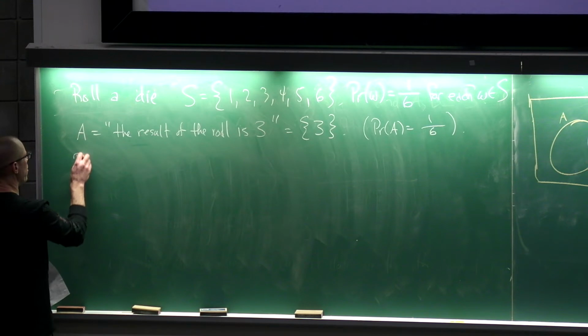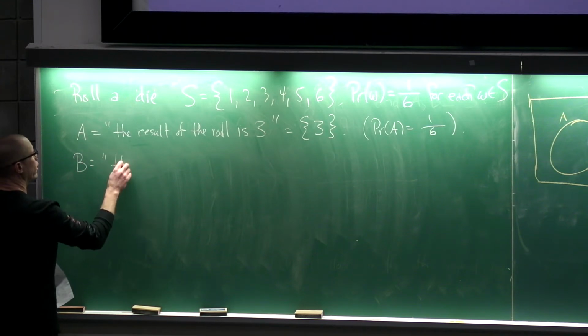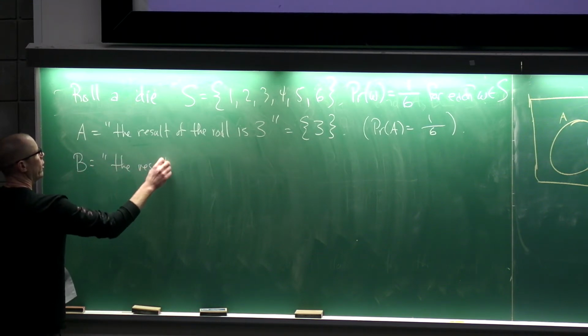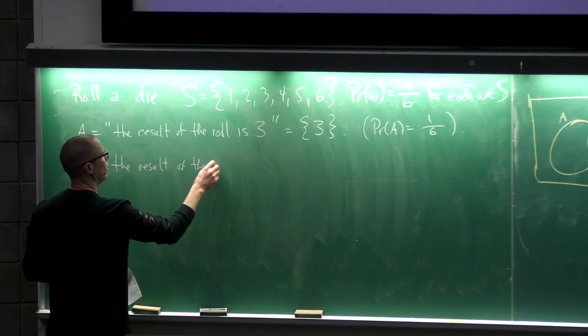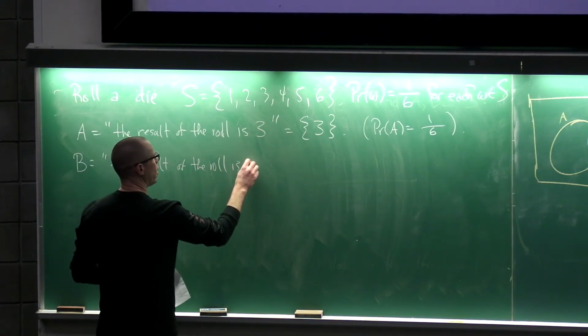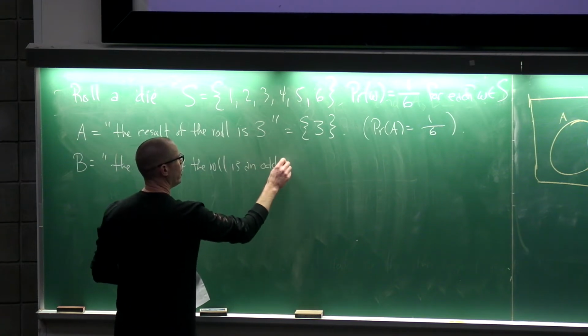All right, let's let B be the event: the result of the roll is an odd integer.